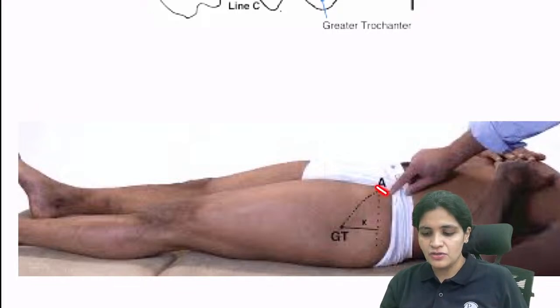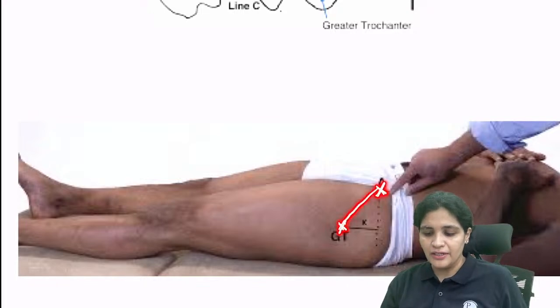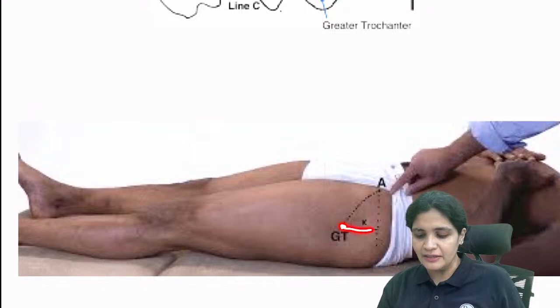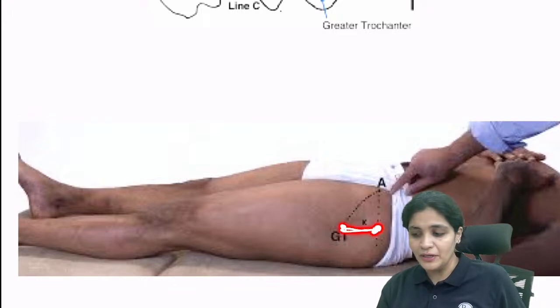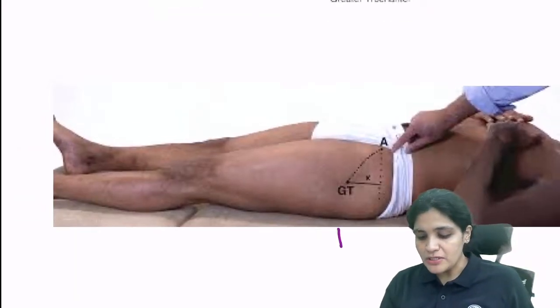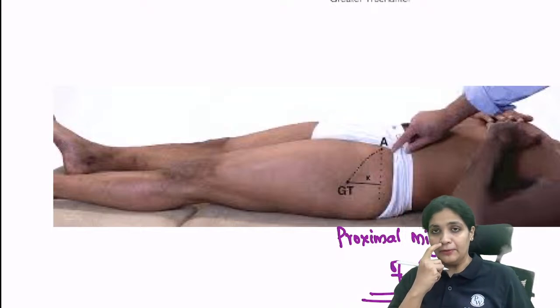So I'll repeat it. First mark the ASIS, then you mark the GT, right? Then there is a line joining these two, and one more line from the ASIS you have to draw perpendicular downward. The line from the tip of the GT touching this imaginary line drawn down from the ASIS is very, very important, and this will tell you whether there is a proximal migration of the greater trochanter.